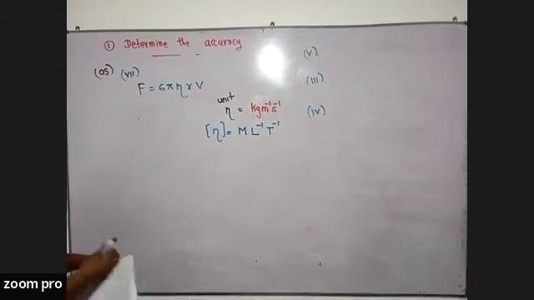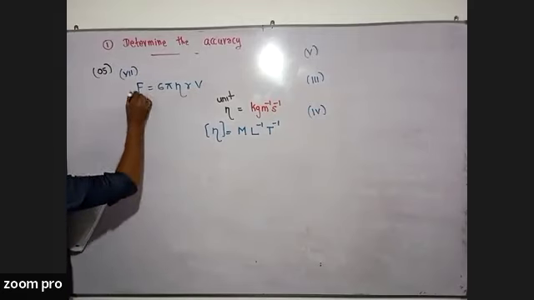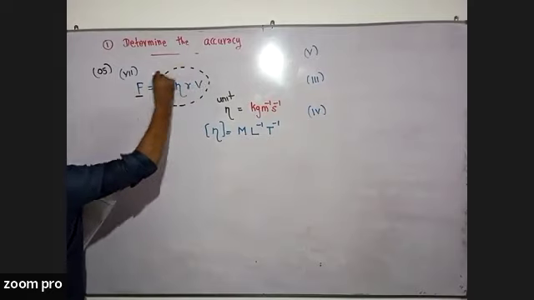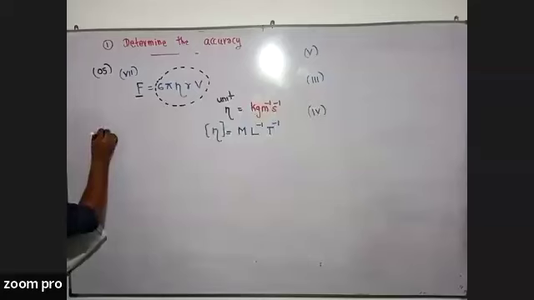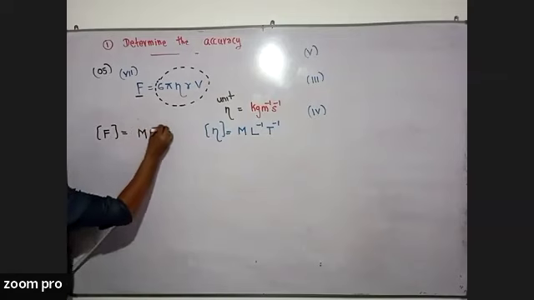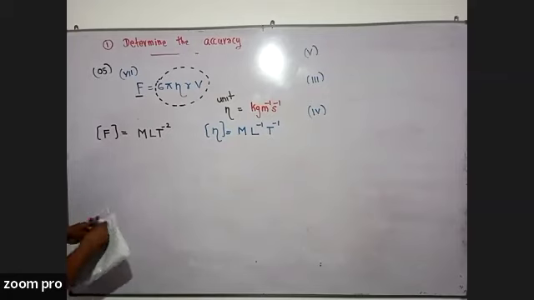Okay, let's go through the answer. In this equation, there are two terms. The first one, this whole thing, is considered as a term, right? So let's find out the dimensions of F. That means force, no? The dimensions of force should be equal to MLT^-2. Right, so this is the dimensions of force.